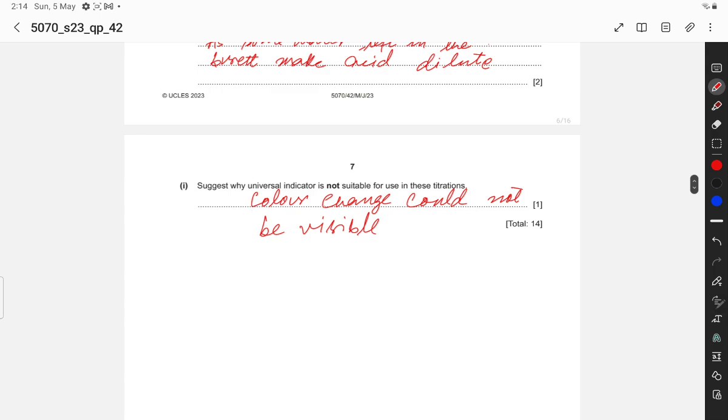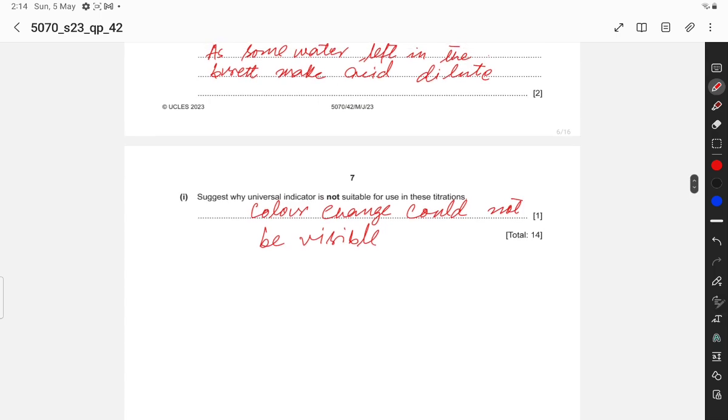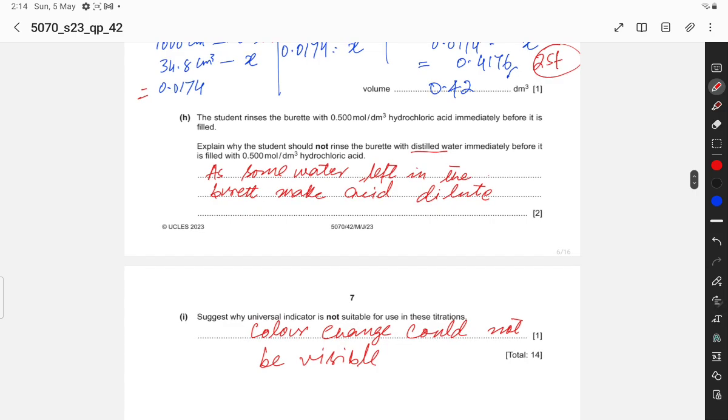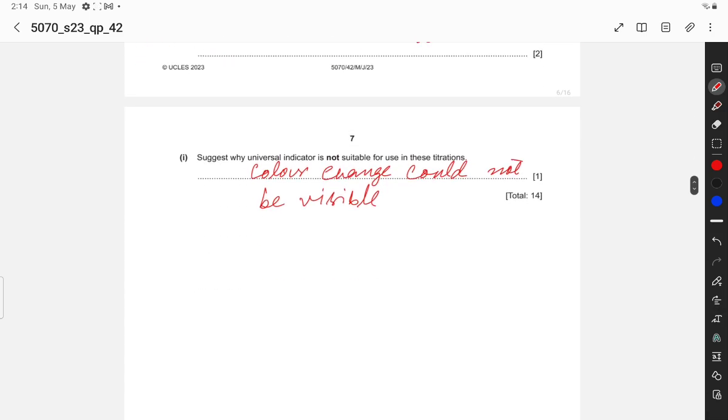Suggest why universal indicator is not suitable for use in this titration. The color change could not be visible. So that's why universal indicator cannot be used in these titrations. Methyl orange can be used.